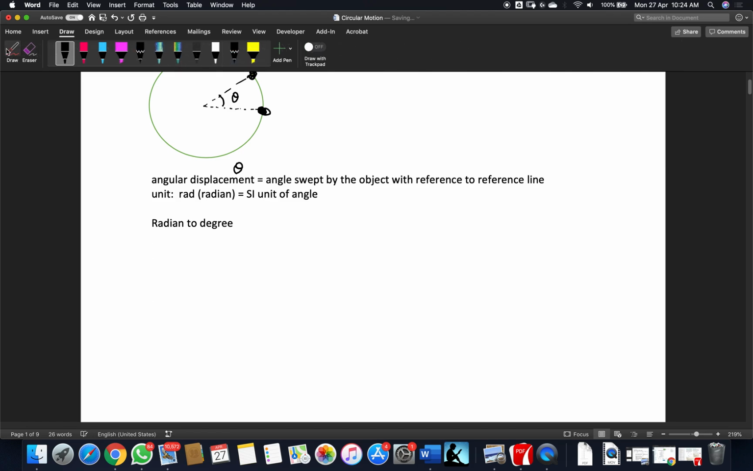For radian to degree, we say that pi radian is 180 degree. For a whole circle, that is 2 pi radian, and that is 360 degree. In mathematics, we can actually ignore the radian sign and just say pi or 2 pi here. But in physics, it's better for you to write down the unit of radian.